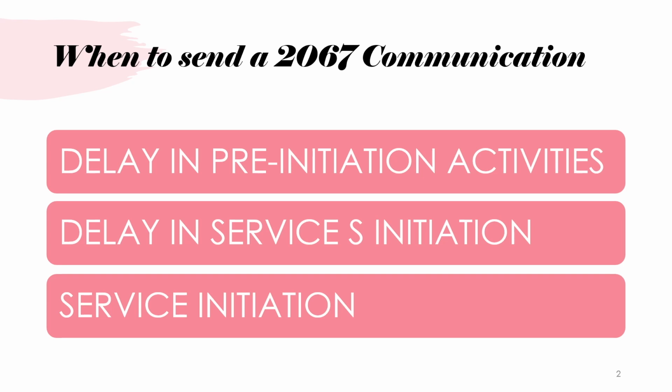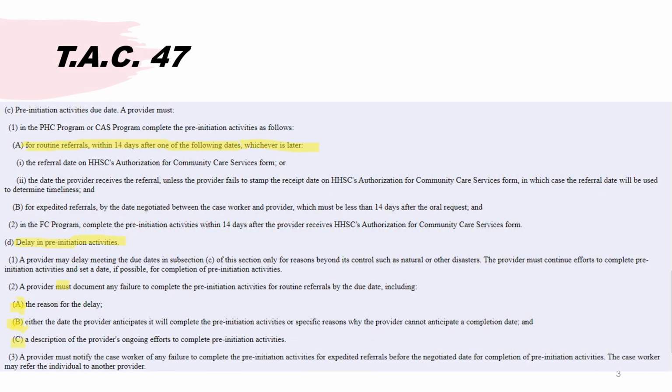On our agenda today, we're going to discuss how to document with a 2067 communication when there is a delay in pre-initiation activity, when there's a delay in service initiation, and when there is a service initiation. The Texas Administrative Code, Chapter 47, talks about pre-initiation activities due date, and it tells you what you must do. Okay, it tells you what you must do right here, must.